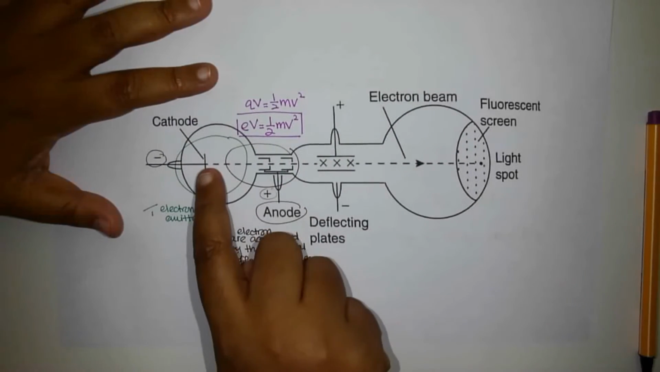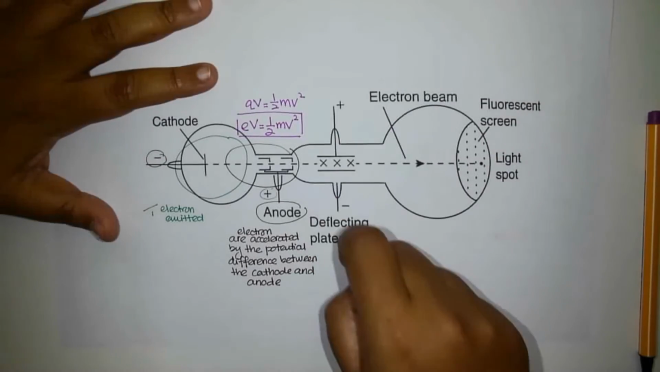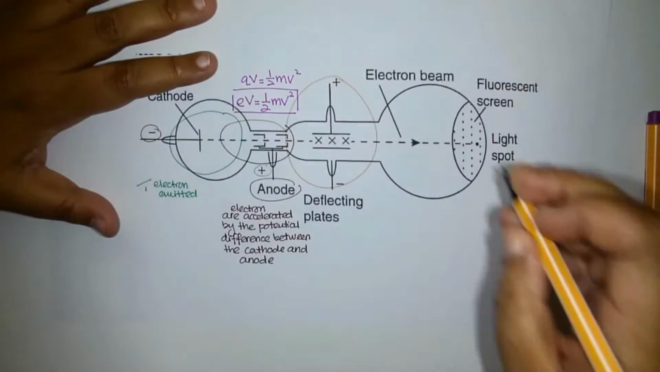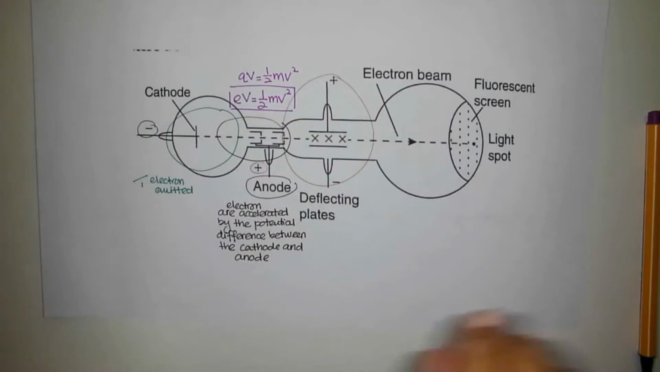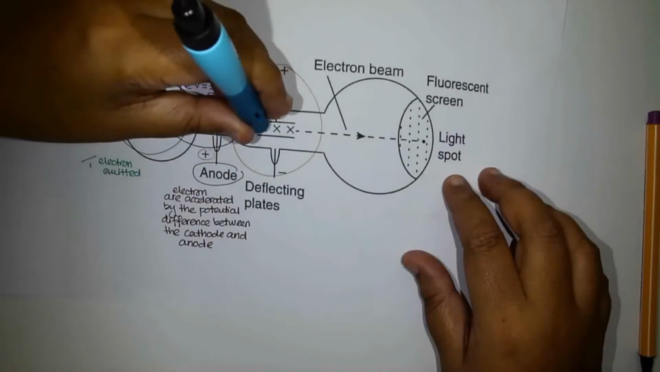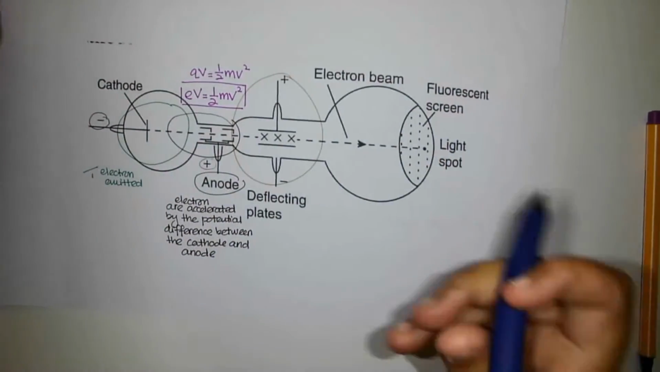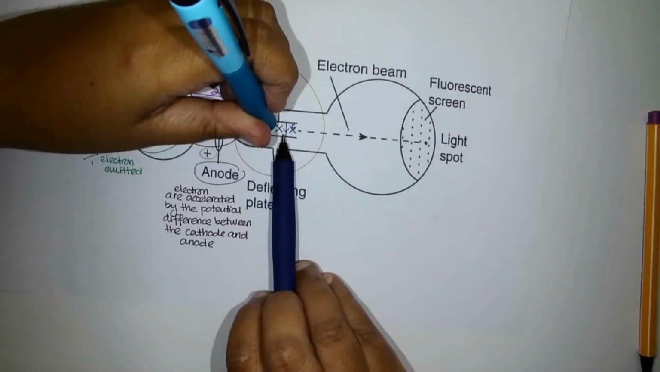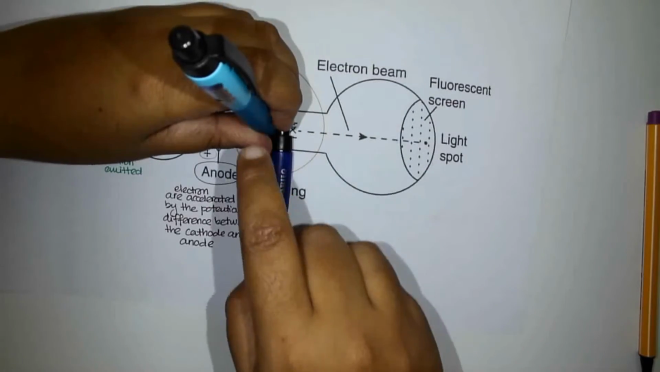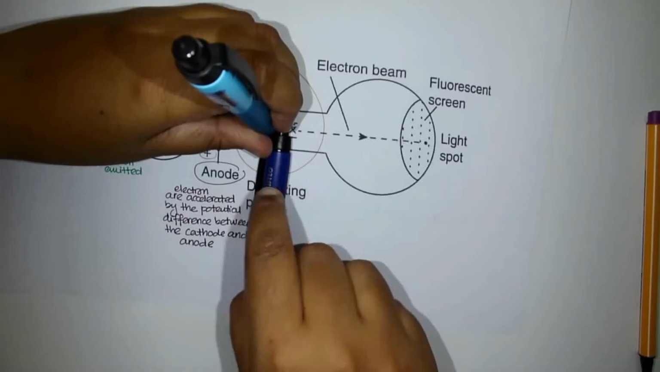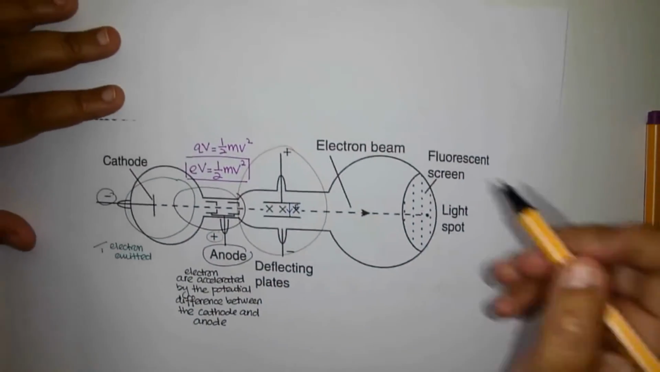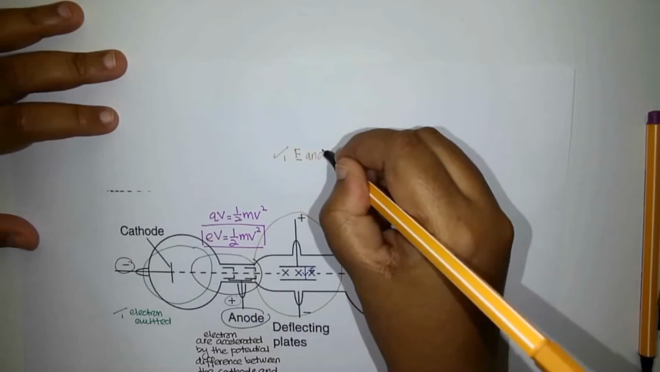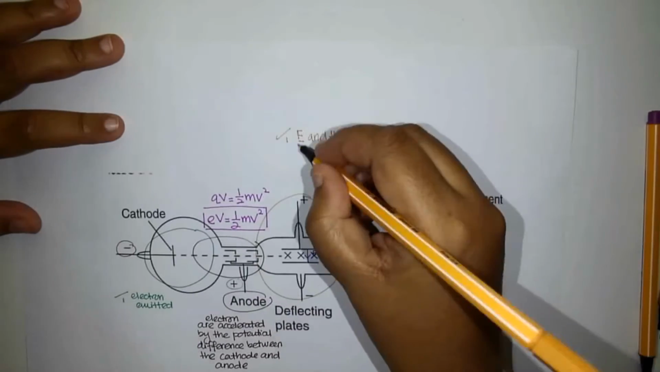Then next part, the beam of electrons will enter into this field. Now what happens in this field? In this field, you can see that the magnetic field is into the page, and here is positive and negative, so the electric field is in this direction. That means the E and the B are perpendicular.